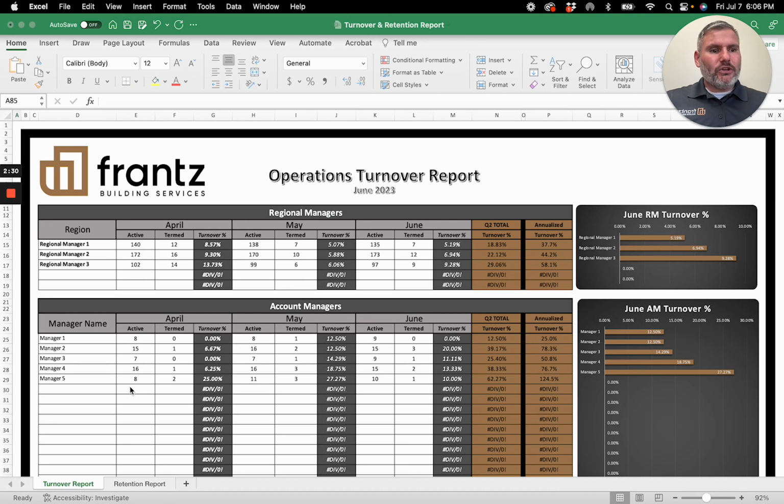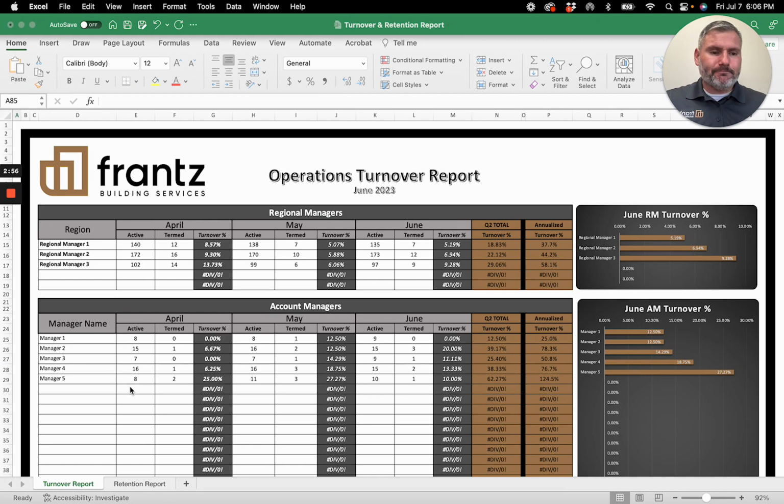And the reason that we do that is twofold. First, we want our regional managers and our account managers to see where they fall with respect to the company total, but we also want them to see where they fall with respect to their peers. And so we stack rank our regional managers and our account managers. This provides a little bit of encouragement and spurring on of each other to keep that turnover percentage for any given month down.